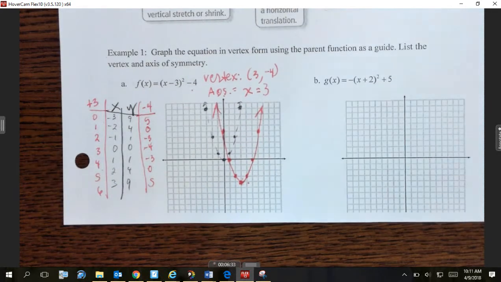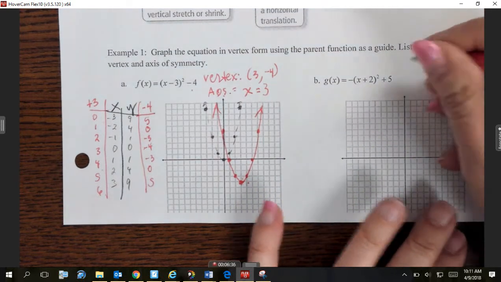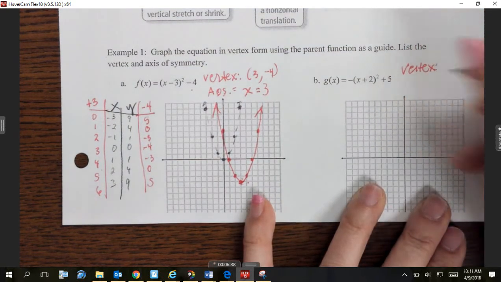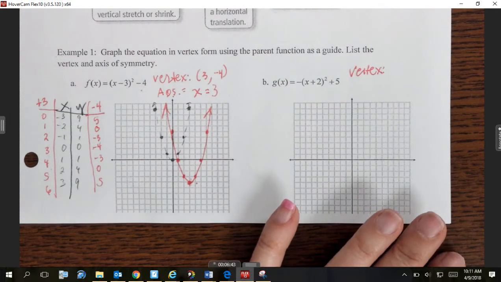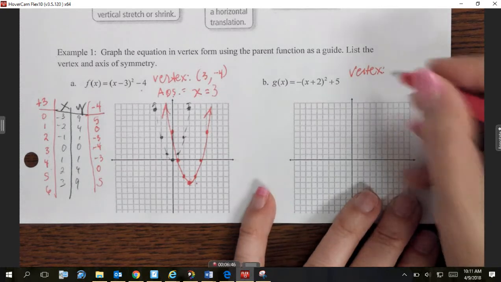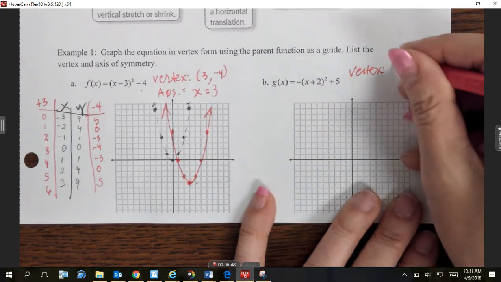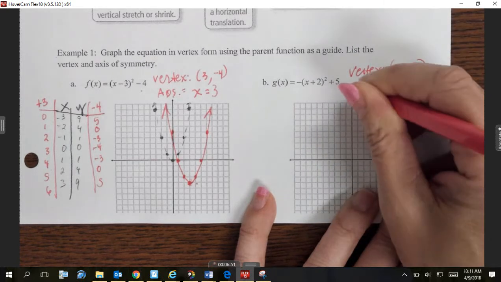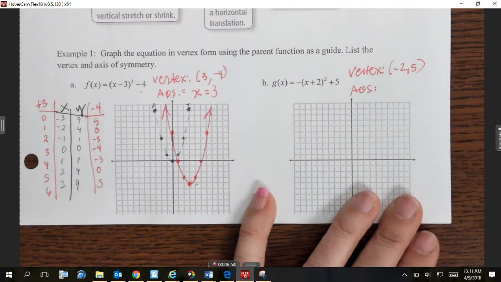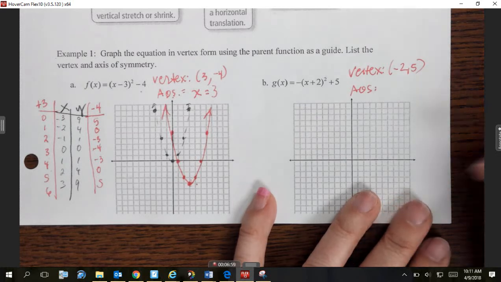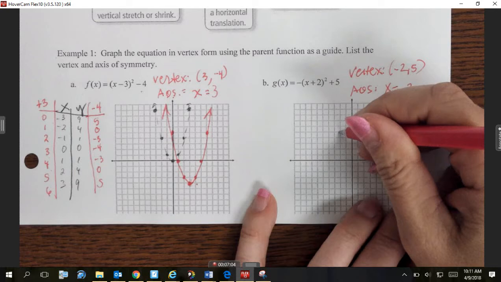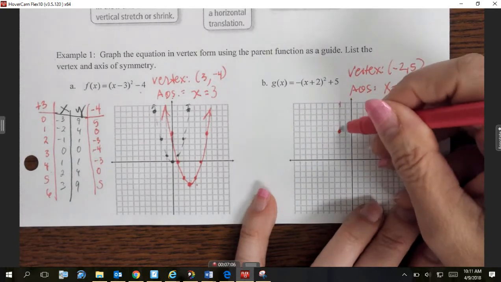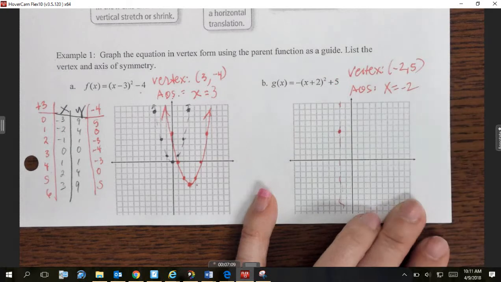So the next one, look at that, and you're going to say, ooh, this is in vertex form. Let's find the vertex. Jenna, can you tell me the vertex for question B? Perfect. And then once we have the vertex, we can find our axis of symmetry. Chloe, can you tell me the axis of symmetry? Excellent. So -2, 5. X equals -2 is our axis of symmetry, our reflection line.